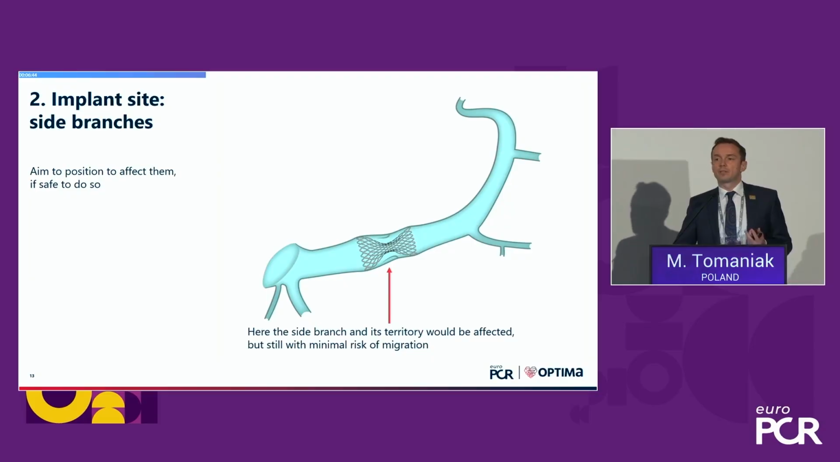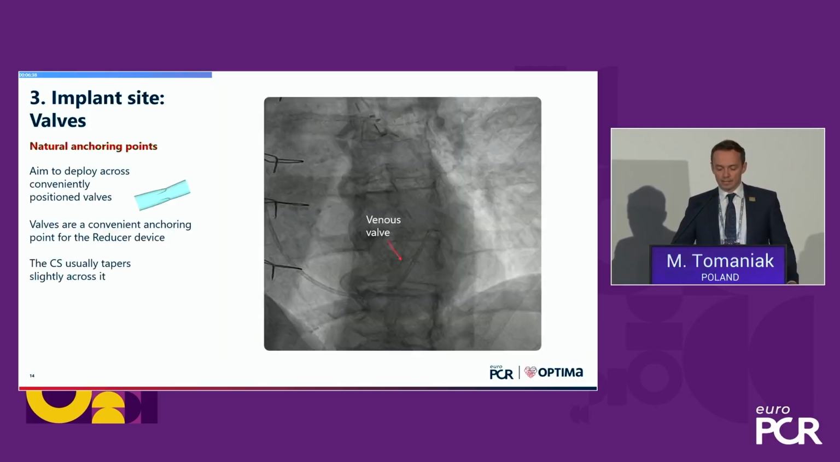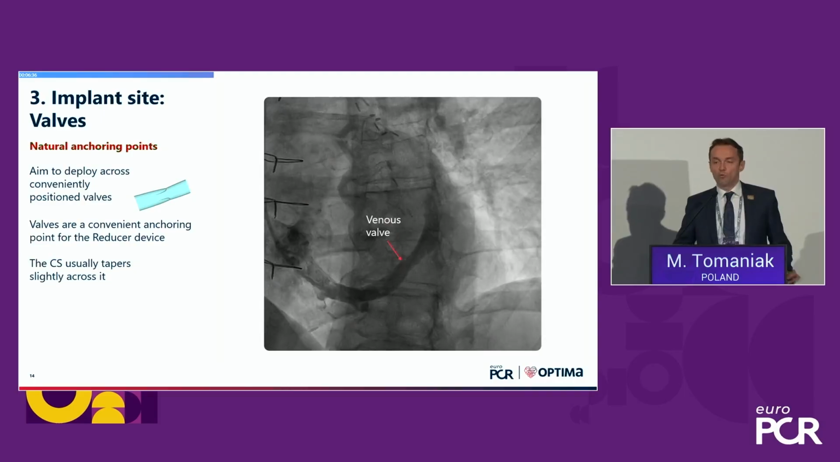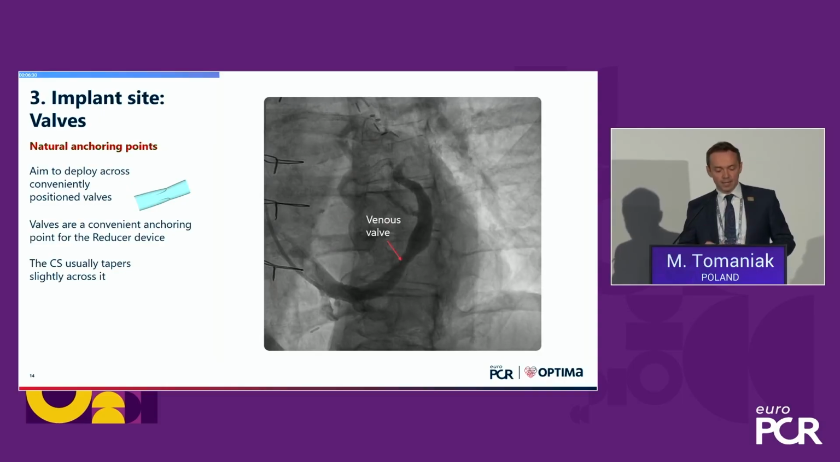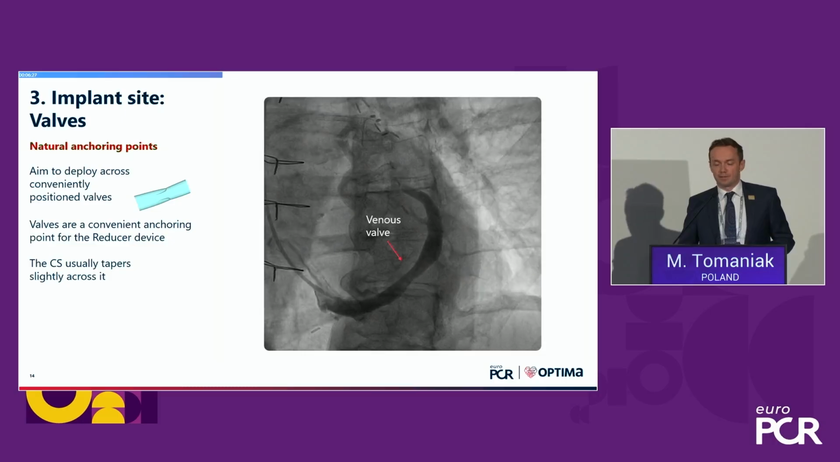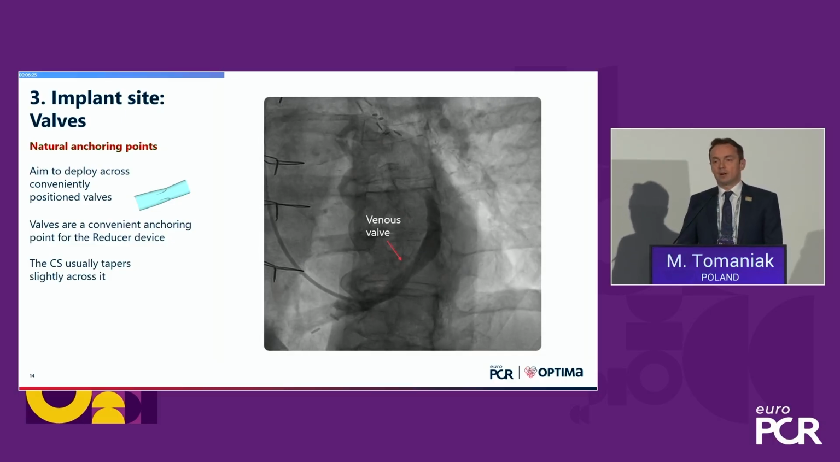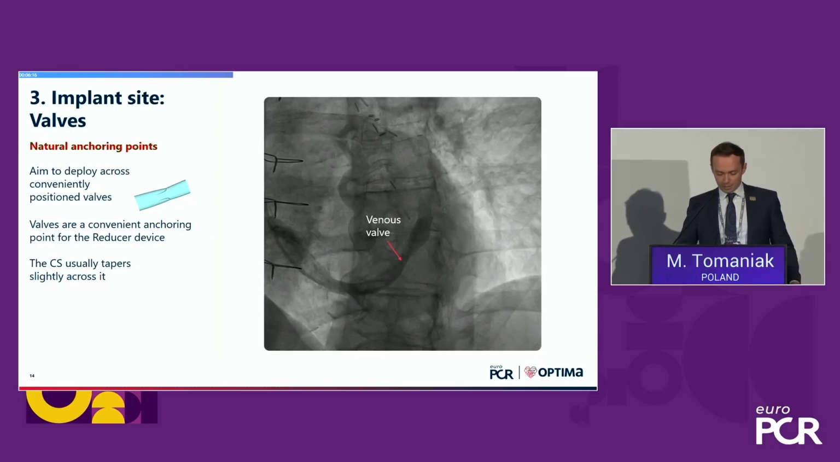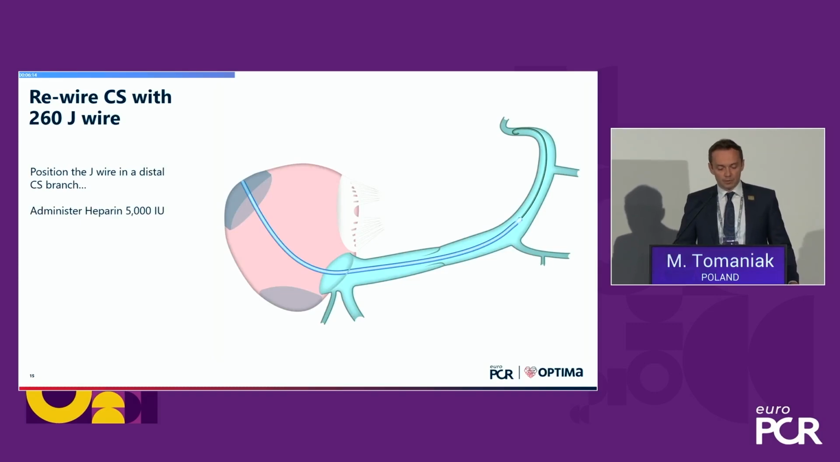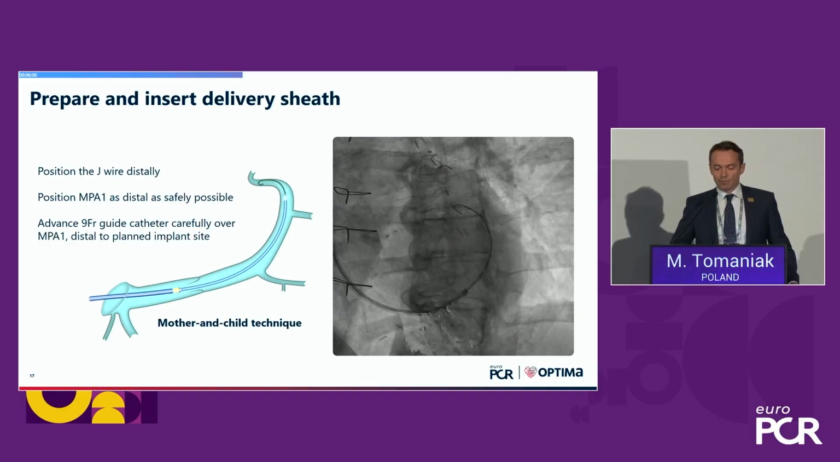So this sweet spot for the implantation would be around 2 centimeters from the ostium of the coronary sinus. But what is most important, we do want to have the neck of the device exactly over and above the natural anchoring point, which is the venous valve. This venous valve, when it's in the neck of our device, stabilizes it, but it also facilitates endothelialization of the device so that we could expect even earlier symptom relief in our patient. So I proceed, I rewire the coronary sinus with a J-wire, position the J-wire in a distal coronary sinus branch, give heparin, and we proceed with the deployment.